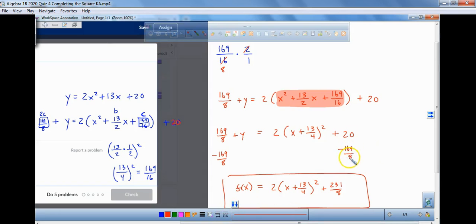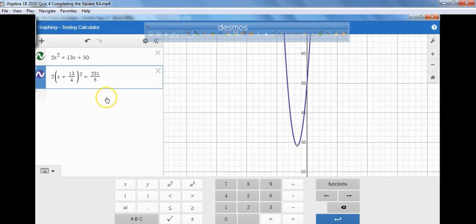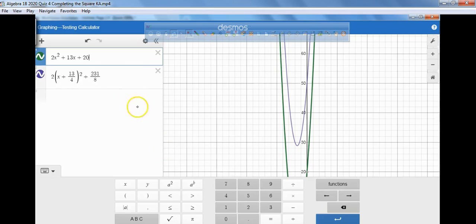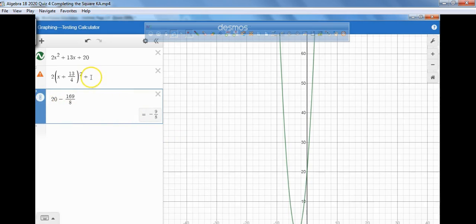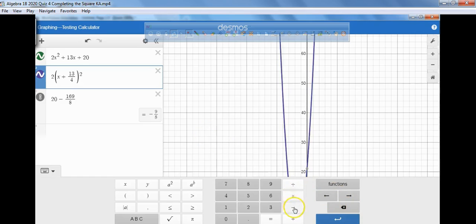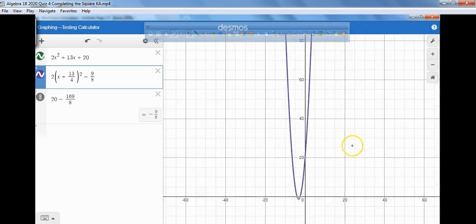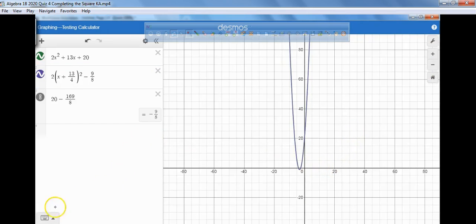Now, the reason I'm leaving this in here is to help you learn from my mistakes. I mean, I actually did the right process. I just used the wrong numbers. So, there we go. 20. Now I'll change it. And we'll do 20 minus 169 over 8. There we go. That's negative 9 over 8. There you go. Then I'll type it in. Perfect. Now I will end up getting this problem right.